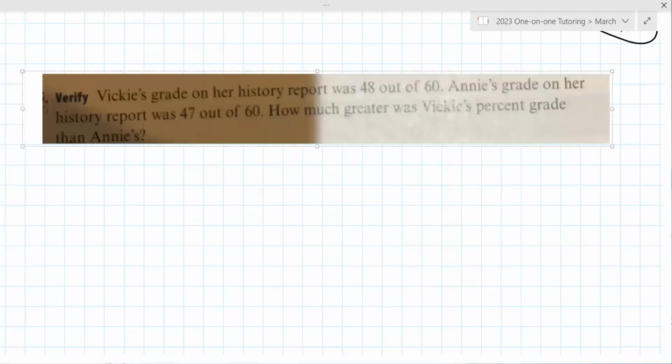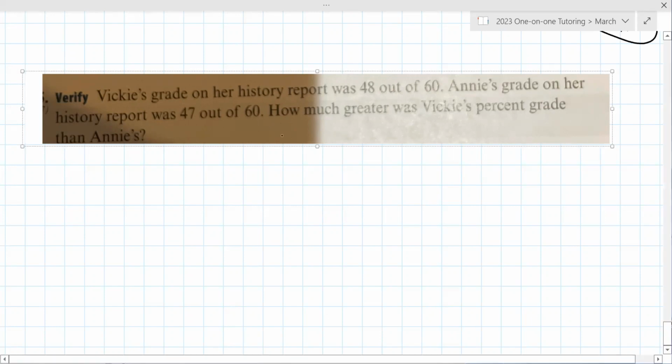Vicky's grade on her history report was 48 out of 60. Annie's grade on her history report was 47 out of 60. How much greater was Vicky's percent grade than Annie's percent grade? 47 out of 60. So we need to find what the percent is. You do, but the shortcut here is to first subtract.